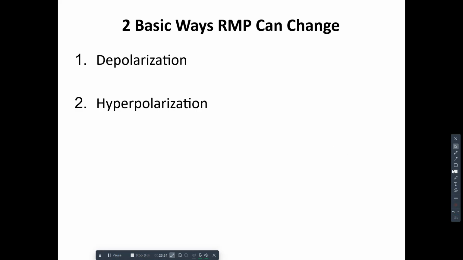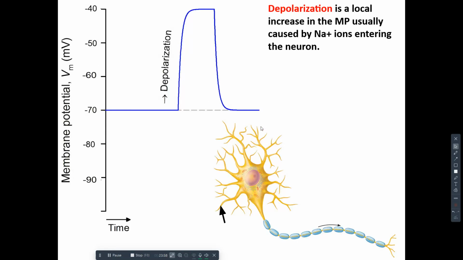There are 2 fundamental ways the resting membrane potential can change. It can change one way, which is called depolarization, and then it can change another way, which is called hyperpolarization. So it can depolarize, it can also hyperpolarize. Depolarization is an increase in the membrane potential. So notice that the membrane potential is at negative 70. That's our resting value. Nothing's going on.